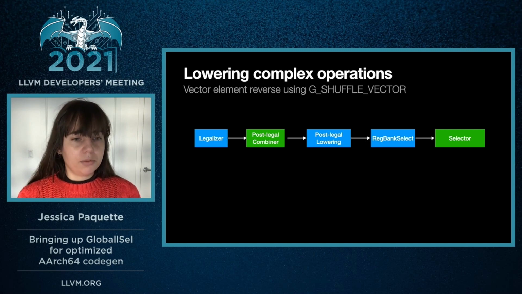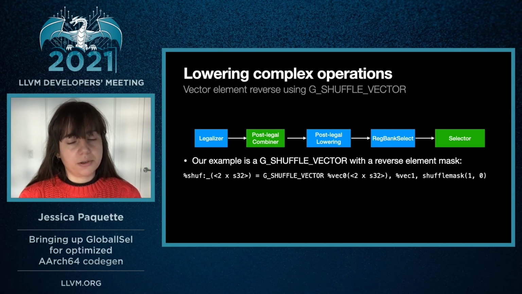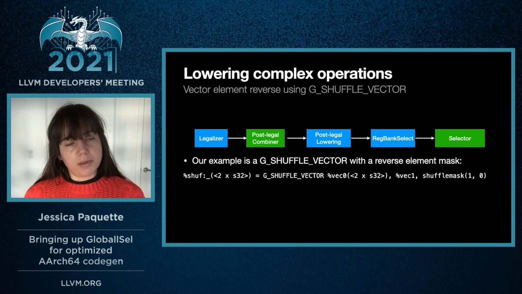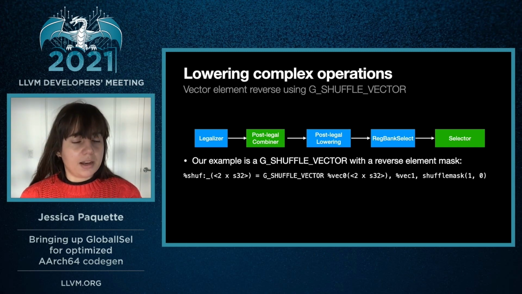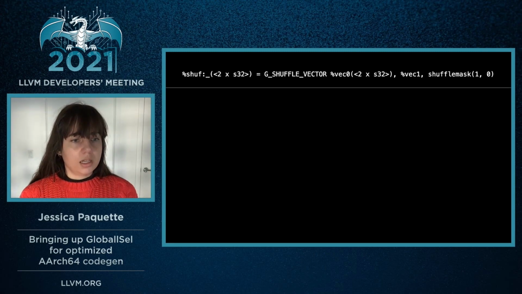In this example, we're going to look at a G_SHUFFLE_VECTOR with a reverse element mask. In AArch64, this shuffle vector can be represented as a 64-bit rev instruction. We're going to show how we can use post-legalizer lowering to avoid adding unnecessary complexity to the selector. So what do we need to add to post-legalizer lowering?